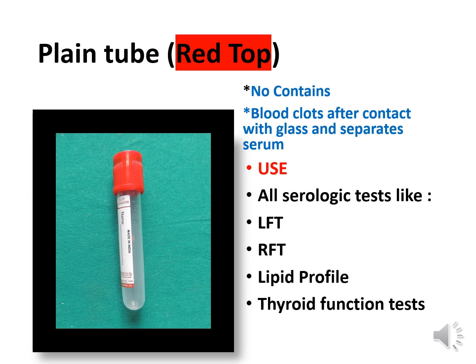RFT, renal function test. You also need a sample in the plain bulb, like serum creatinine, then lipid profile. You need to do the HDL, VLDL, and so on. Thyroid function test. In other words, whatever the test which requires serum as the sample, you collect the blood in plain tube.